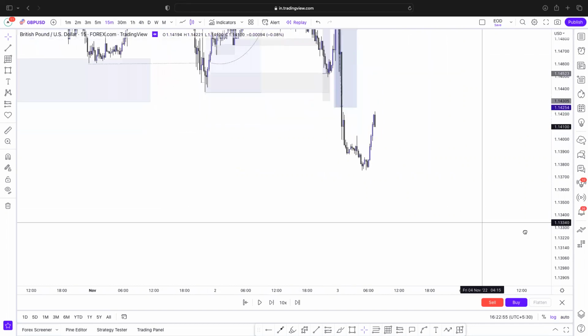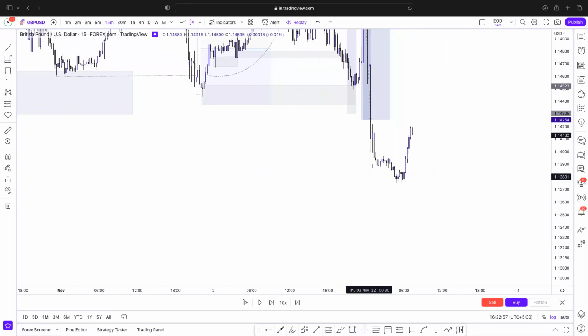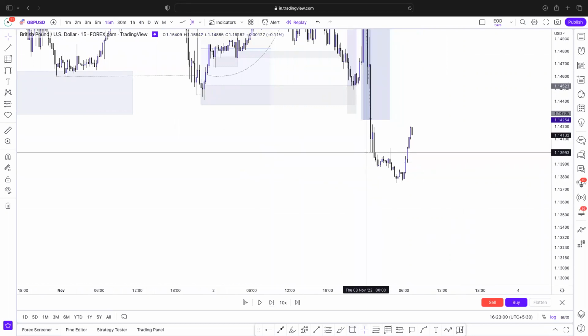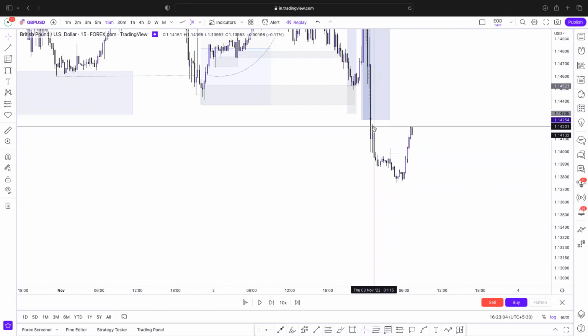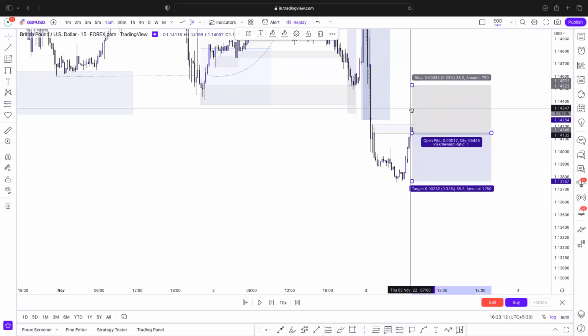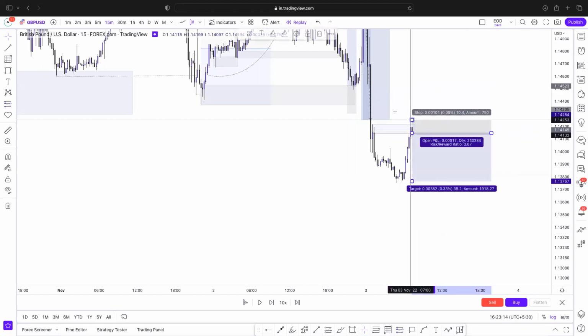So now again, we hit this POI, okay. See, this is the fifth 15-minute break of structure. You can see this is the minor 15-minute break of structure. You can again say this is the 15-minute break of structure, and you will be just trading this POI and just take this hit over there. 10 pip stop loss.